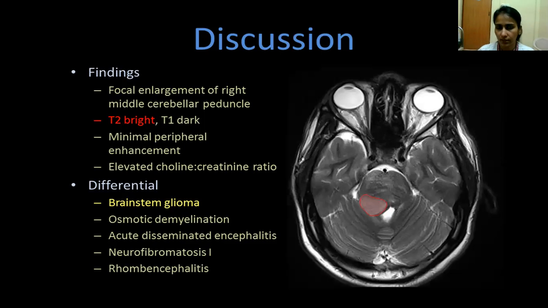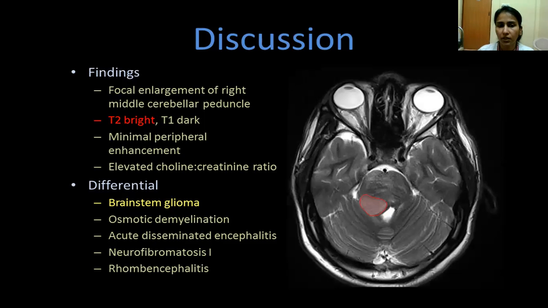Okay, so discussion of this image. What are the findings? The first finding is focal enlargement of the right middle cerebellar peduncle. In this image, there is this red area describing the lesion. There is enlargement of the middle cerebellar peduncle on the right side. And on T2, it is hyperintense, whereas in T1, it is hypointense.